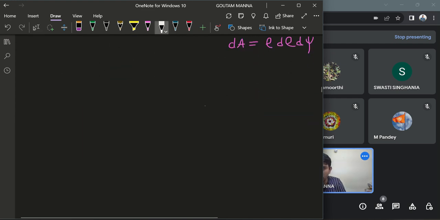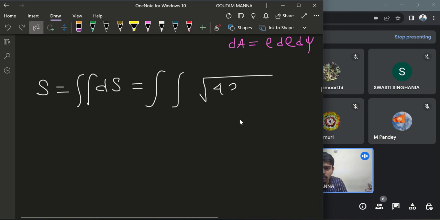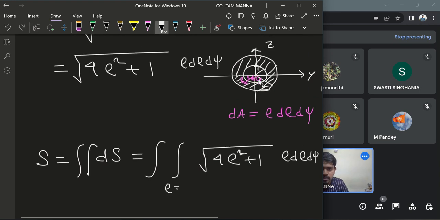So s will be the double integration of ds, which is the double integration of the square root of 4 rho square plus 1, times rho d psi. We are covering this area, so rho will be going from 1 to 2 in the yz plane, and psi will be going from 0 to 2 pi. That will cover the entire ring.